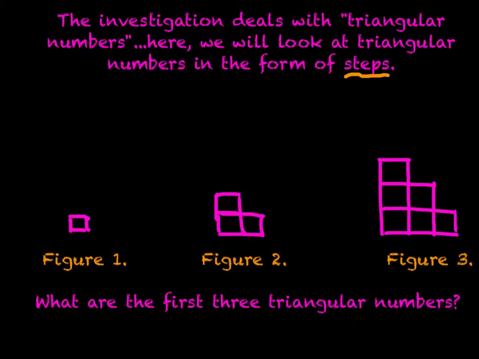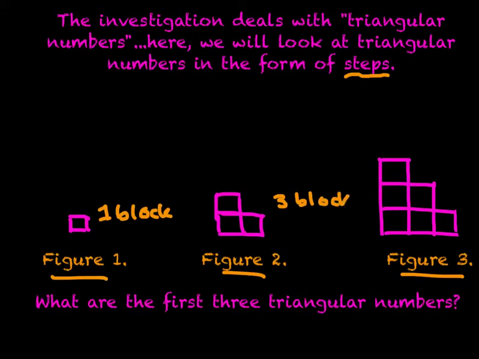What I mean by steps are these figures. If you look at them, they kind of look like a staircase. Our first figure, we have one step. In our second figure, there's two steps. In our third figure, there's three steps. But we also need to look at how many blocks make up those steps. Our first figure is made up of one block. Our second figure, we have 3 blocks. Our third figure, we have 1, 2, 3, 4, 5, 6 blocks. And we can see our steps develop.